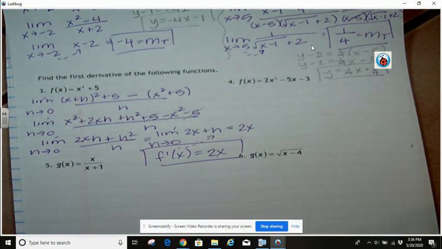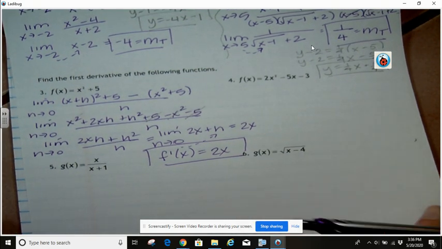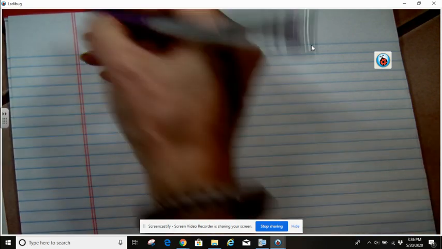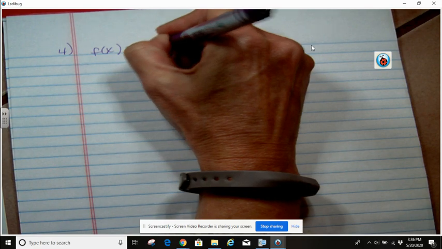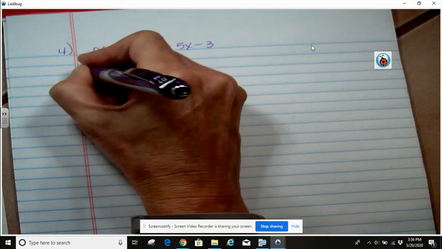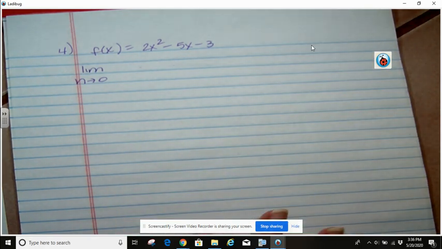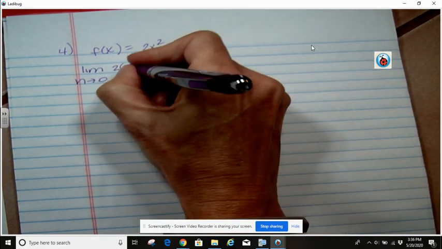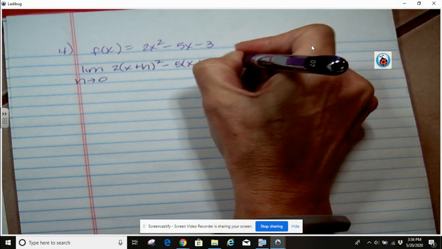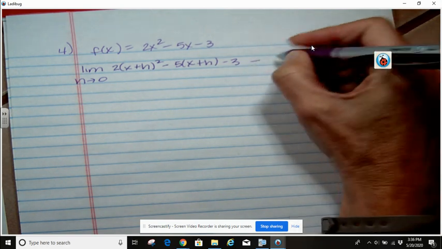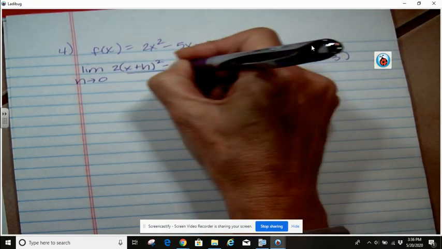Okay. All right, I'm going to switch to a different paper for number 4, just to give myself some more room. Okay, limit as h goes to 0. So first we're going to replace all the x's with x plus h. So 2 times x plus h squared minus 5 times x plus h minus 3, minus the function, use parentheses, all divided by h.